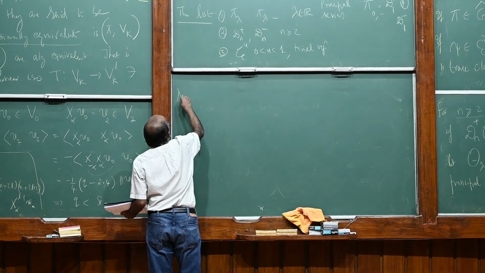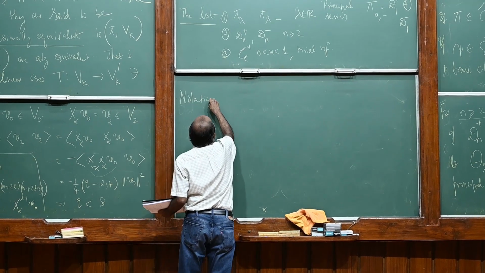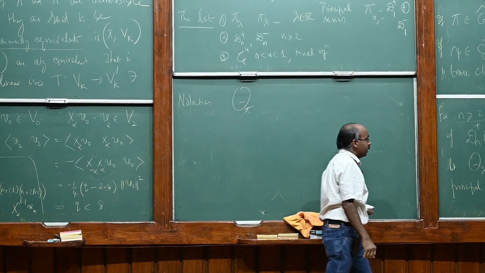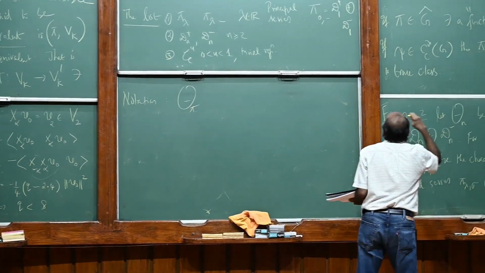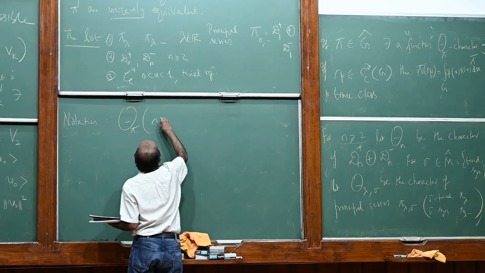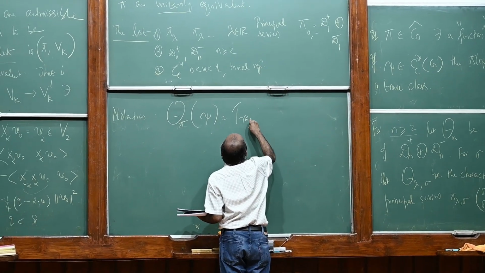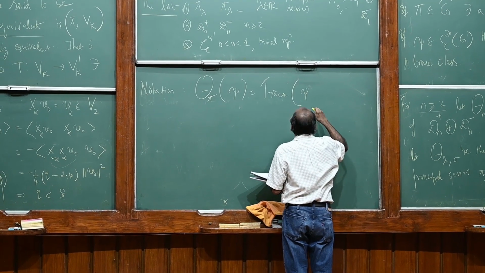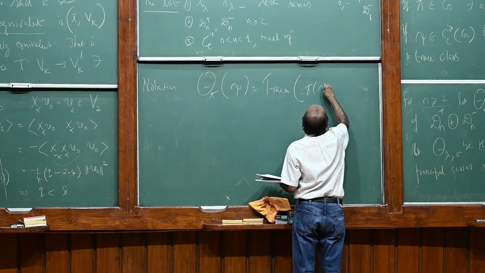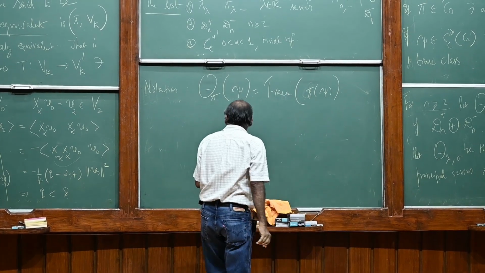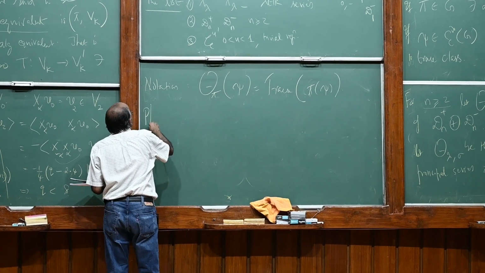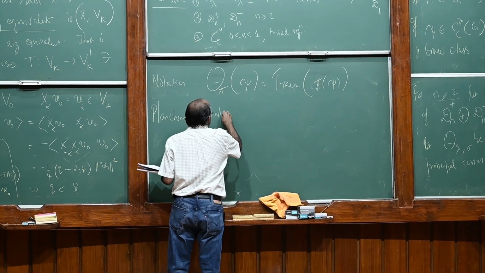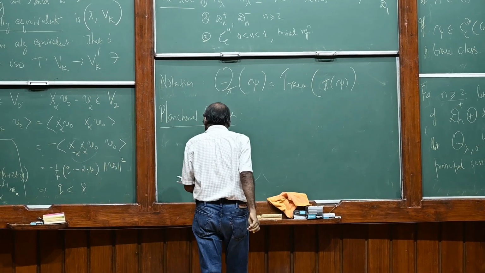Maybe a notation here so that I don't have to keep writing trace. Theta pi is the character, which is actually a function. So theta pi acting on a function psi is simply the trace of pi psi. So the Plancherel formula is the following. This is what we had seen in the first lecture.